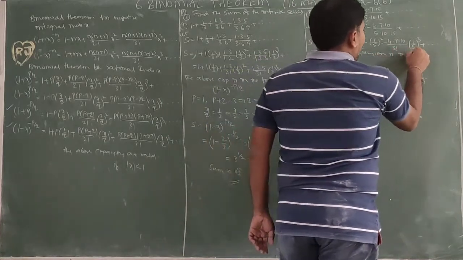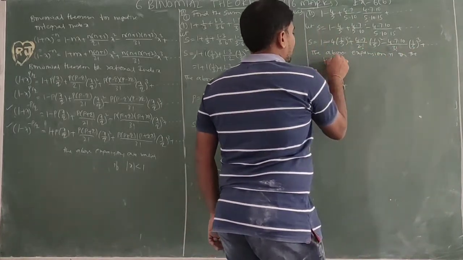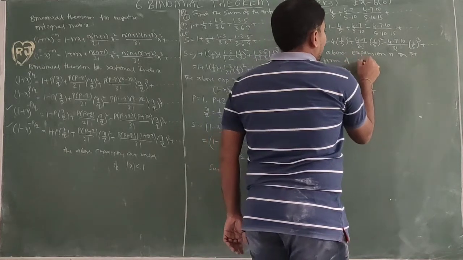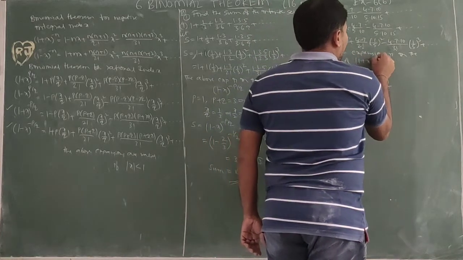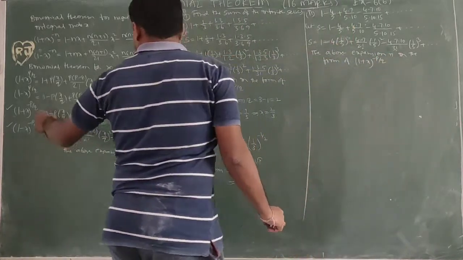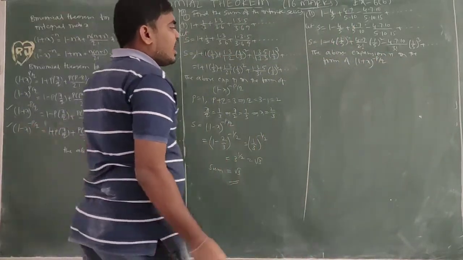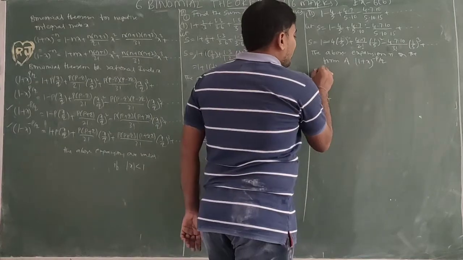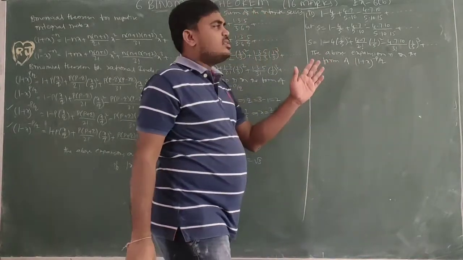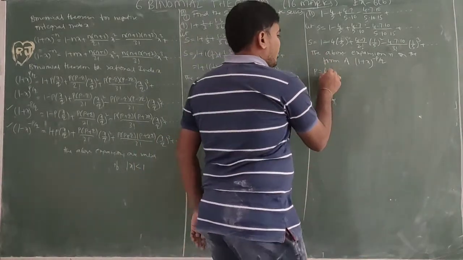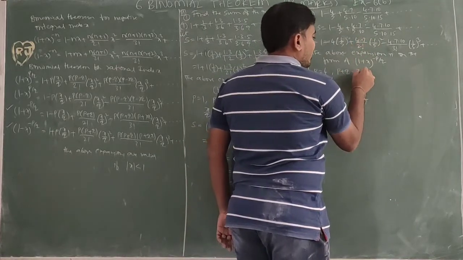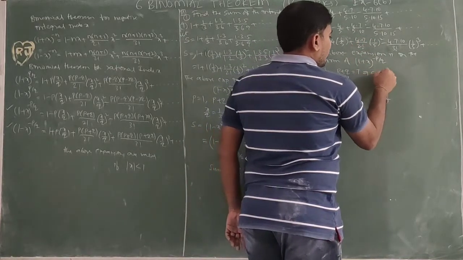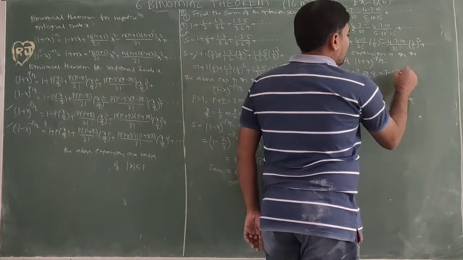is in the form of 1 plus x whole power minus p by q. I want to compare p. P equal to, neglecting the signs, P equal to 4. P plus q equal to 7, so q equal to 7 minus 4 equal to 3.